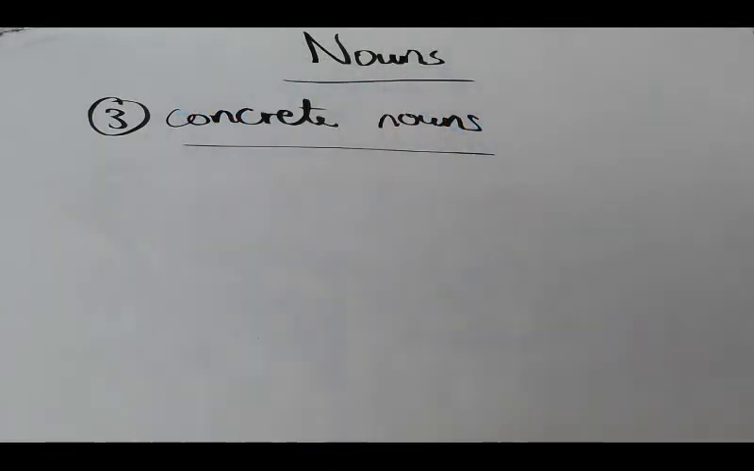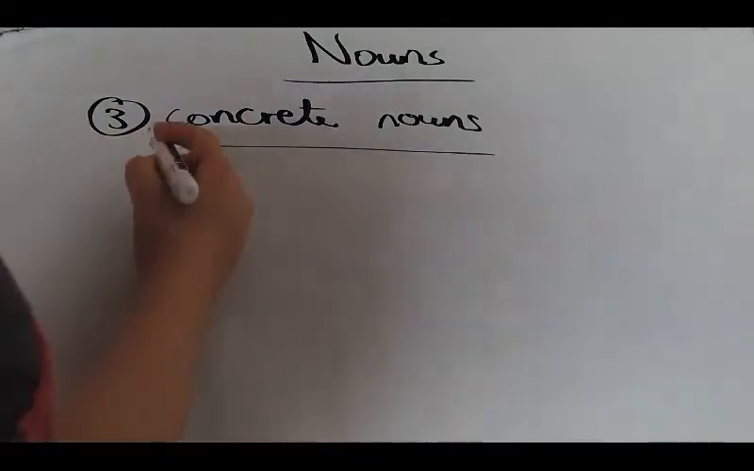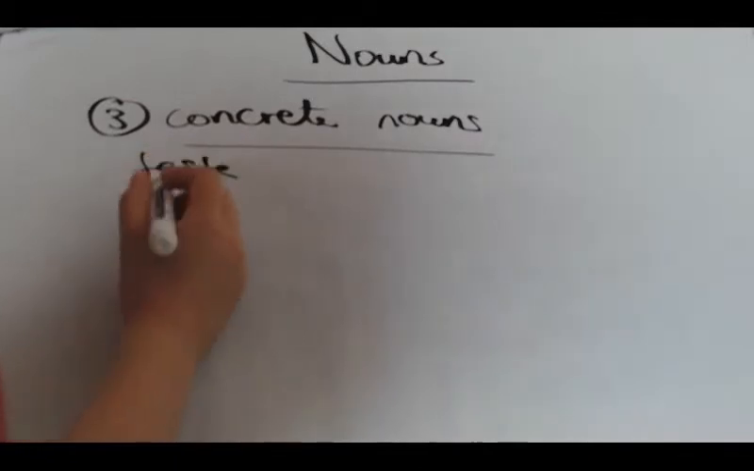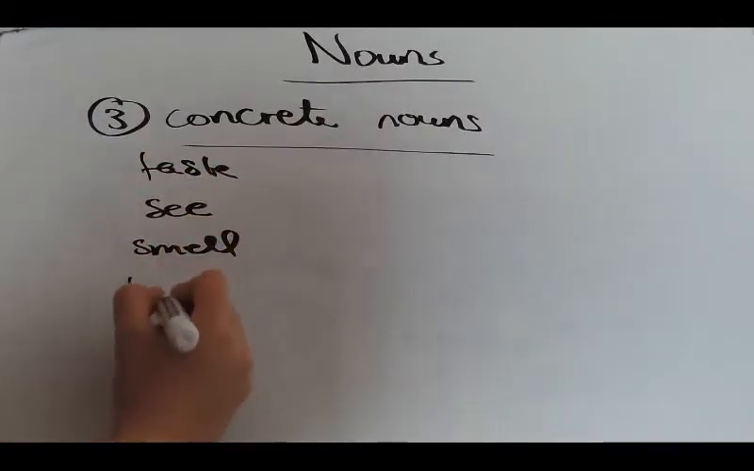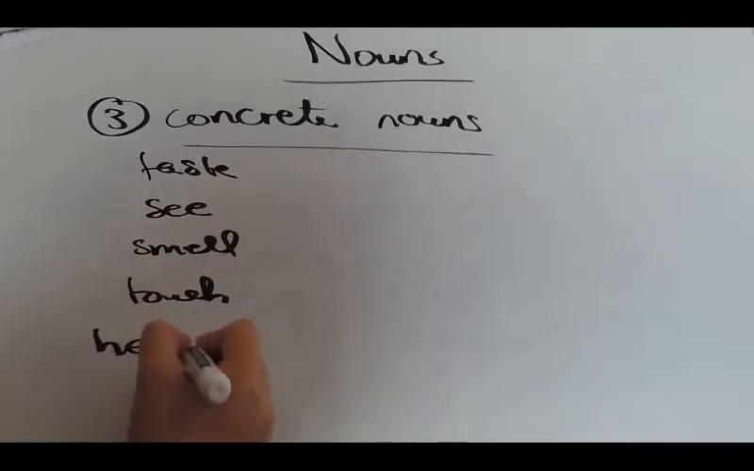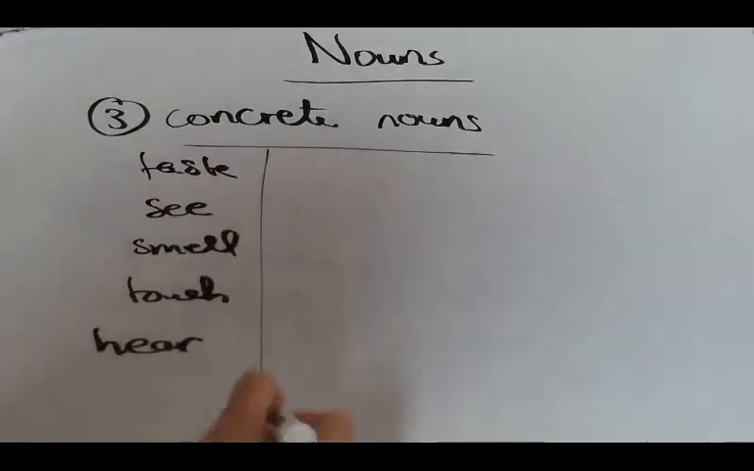Number 3, concrete nouns. A concrete noun is a word that names a person, a place, or a thing that can be perceived by one or more of the senses. Meaning, I can taste concrete nouns, I can see, I can smell, I can touch, or I can hear concrete nouns. Let's take some examples.